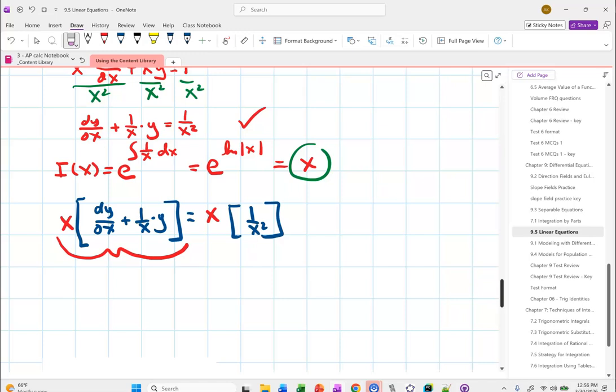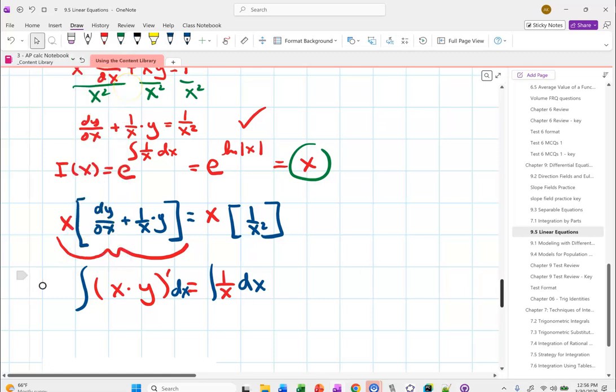This is going to guarantee me the integrating factor times y, the derivative of the integrating factor times y. And when I multiply the other side, that just simplifies down to 1 over x. Now that I've done that condensing, I can integrate both sides.